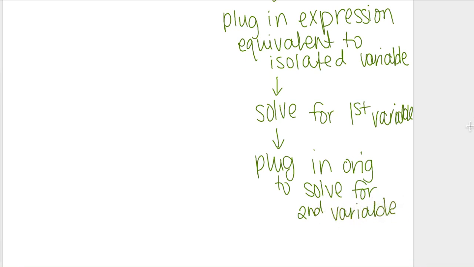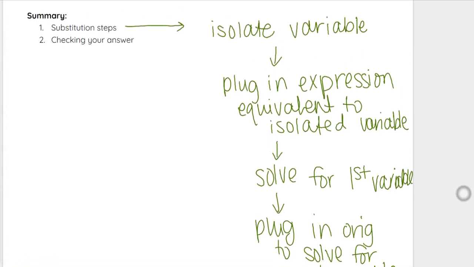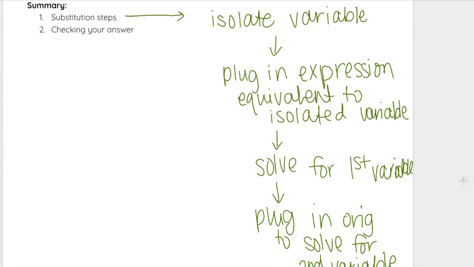Okay, so those are our steps for our substitution method. Once we've, again, isolated the variable, or it's already done for us, we plug in the expression equivalent to the isolated variable, solve for the first variable, and then plug that into one of the original equations, does not matter which one, to solve for that second variable.